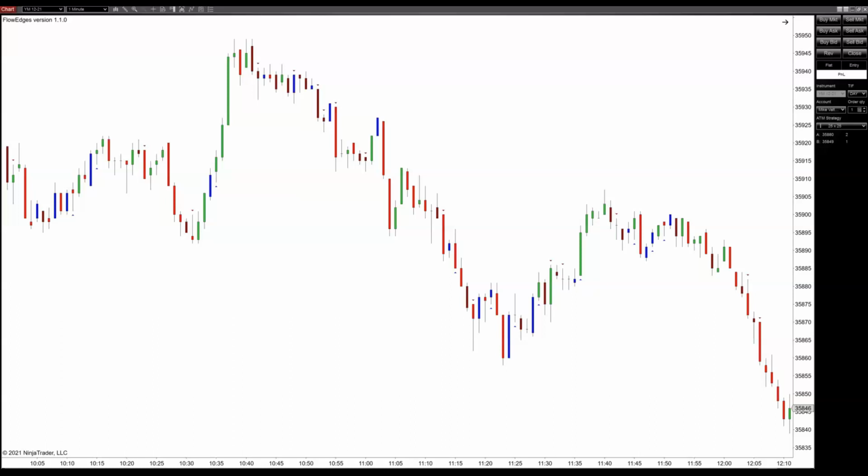Richard asks, do I use this with any other indicator? No, I use it by itself. Is there any correlation with volume spikes? Well, this takes into account volume anyway, so it doesn't specifically take into account volume spikes.